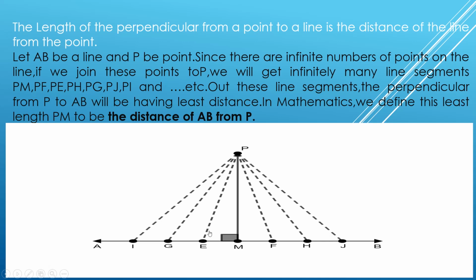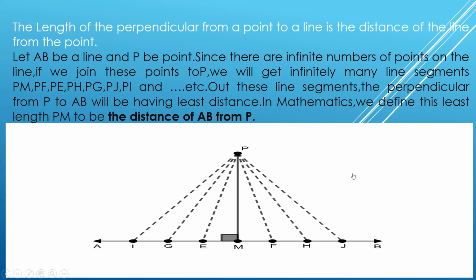By observing these line segments, which one has the least distance? After observing or measuring, we may conclude that PM has the least distance from the point P to the line AB. Out of these line segments, the perpendicular from P to AB will have the least distance. In mathematics, we define this least length PM as the distance of AB from P.